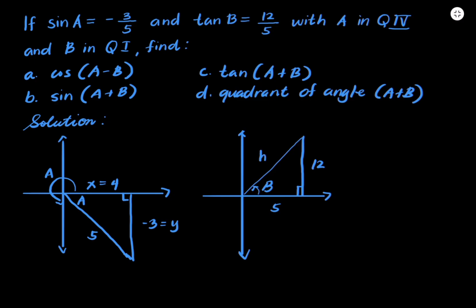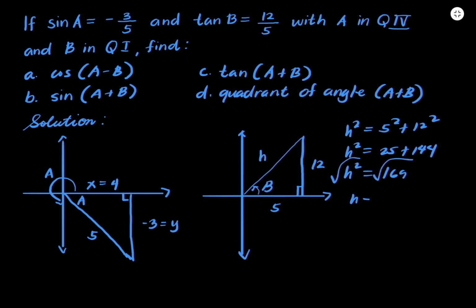So again, using the Pythagorean theorem, h squared must be equal to 5 squared plus 12 squared. Okay, so h squared equals 25 plus 144, right? So we have 144 plus 25, that is 169, right? So extracting the root, h is equal to positive 13. So h is equal to 13. Okay. Now, we can now solve for cosine A minus B and the remaining problems.